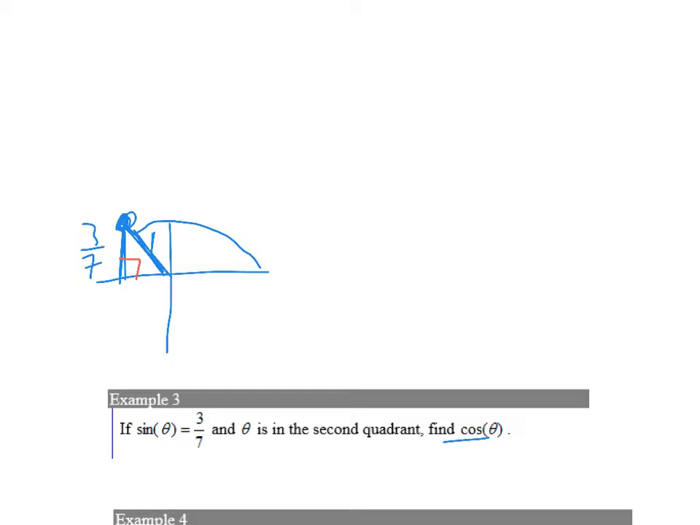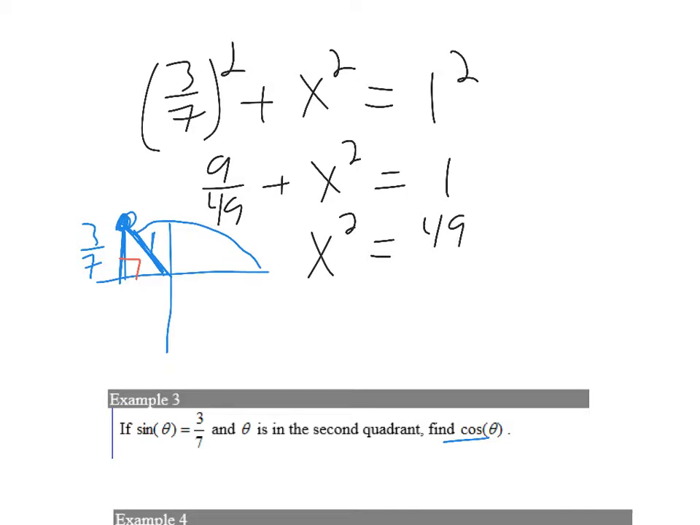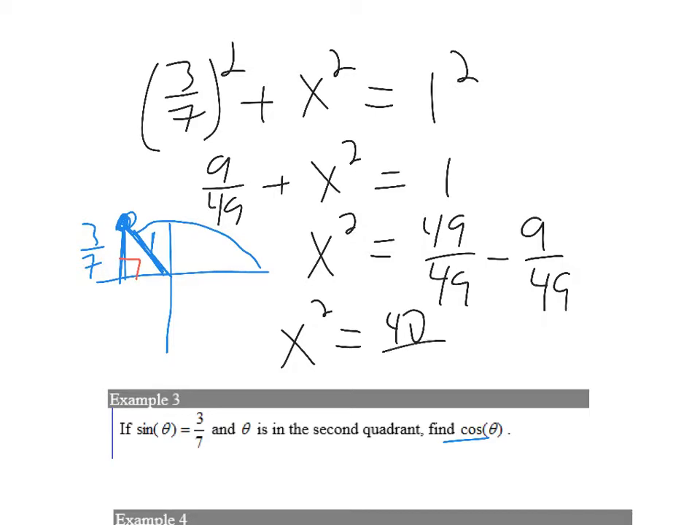So I can say that 3 over 7 squared plus my x value squared equals 1 squared. If I square everything, I'm going to get 9 over 49 plus x squared equals 1. I'm going to subtract 9 over 49. So 1 minus 9 over 49 becomes 49 over 49 minus 9 over 49, because I've got to get common denominators. So x squared equals 40 over 49.